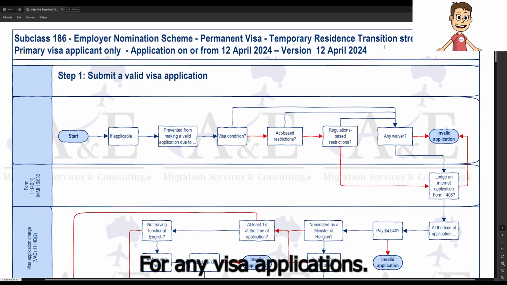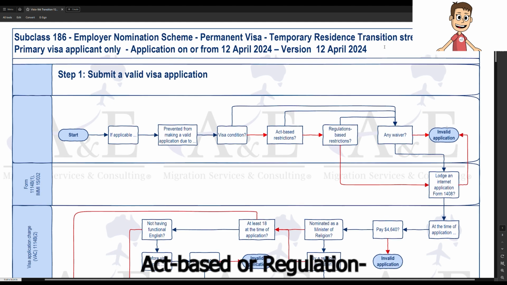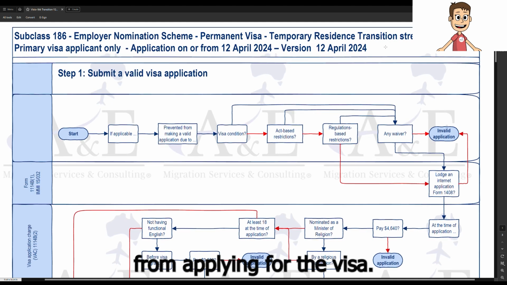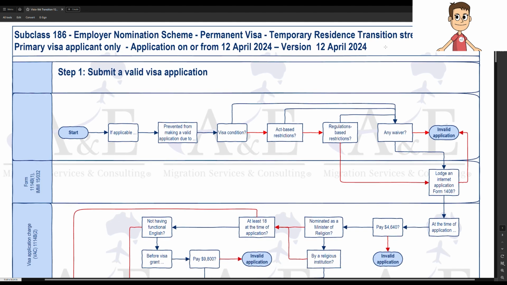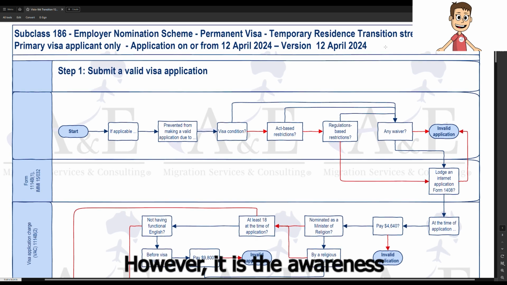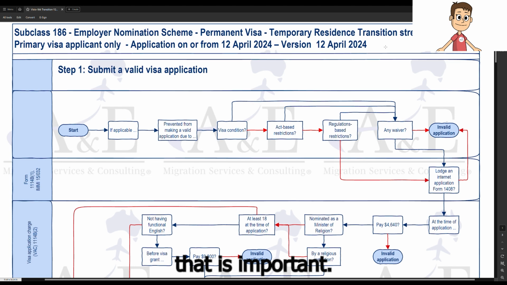For any visa applications, always check whether there are any visa conditions, act-based or regulation-based restrictions that will stop you from applying for the visa. There may not be such restriction, or the restrictions may not apply to you. However, it is the awareness of any restrictions and waiver that is important.